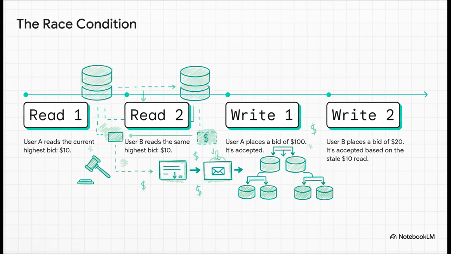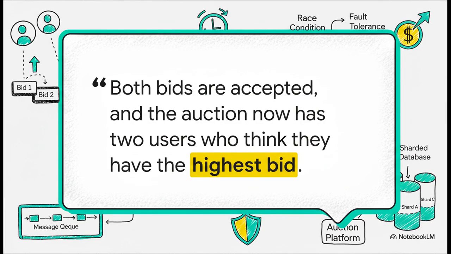Now, user A submits a great bid of $100, but before that new price can get back to user B's screen, they submit their own bid of $20. The system checks their $20 bid against the stale $10 value it read earlier and accepts it. Catastrophe. And the consequence here is just brutal.